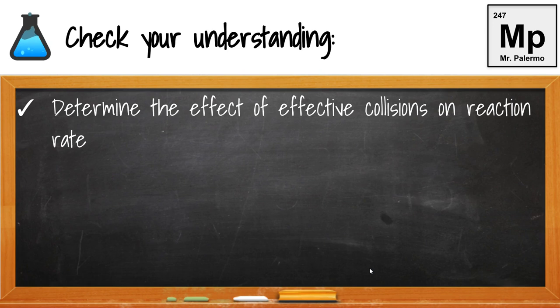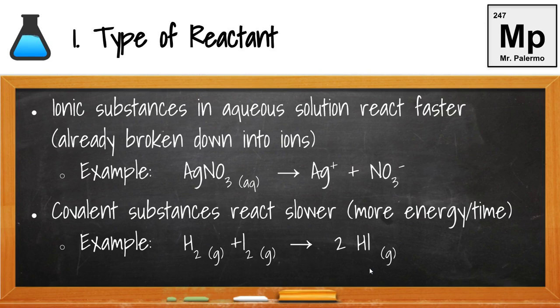Let's check your understanding. Determine the effect of effective collisions on reaction rate. So let's go through the different ways that we can speed up our reaction. The first one is the type of reactant.